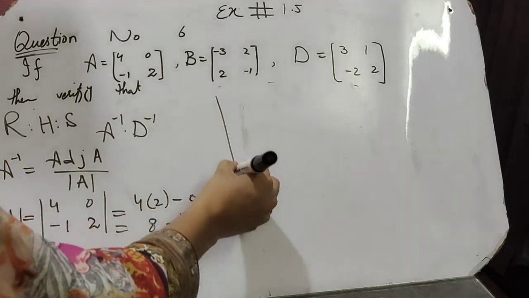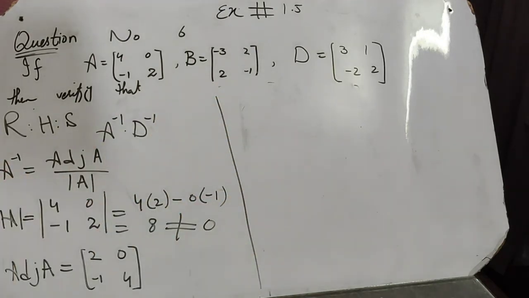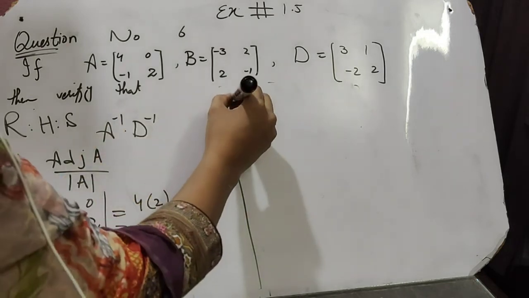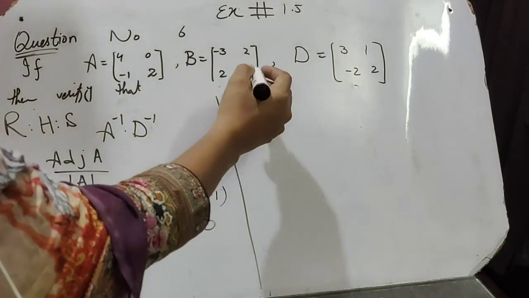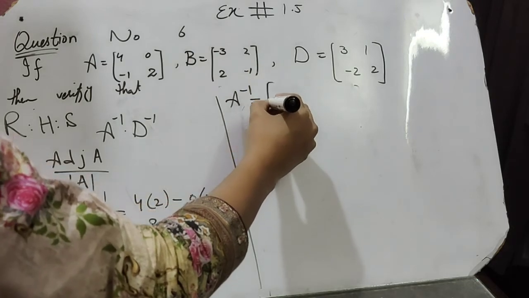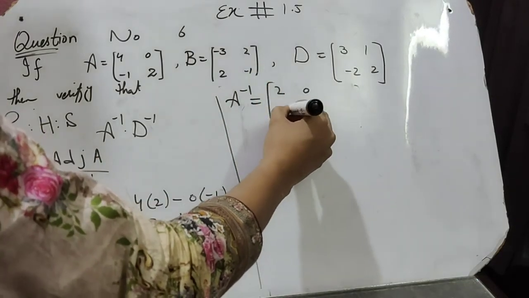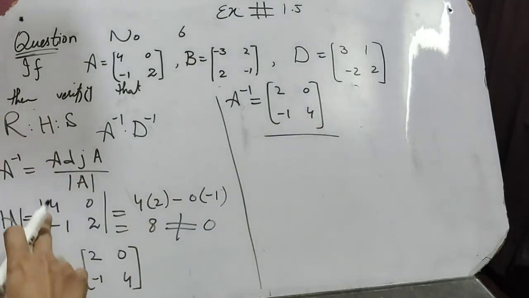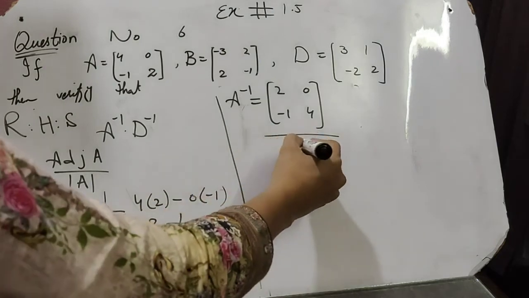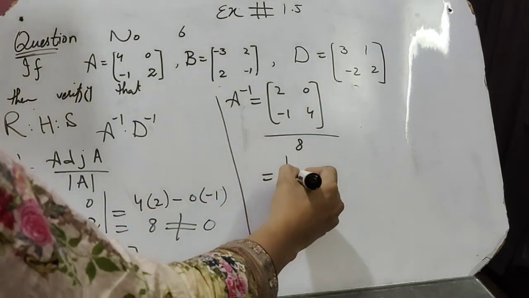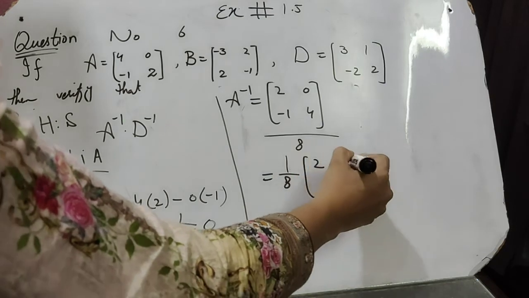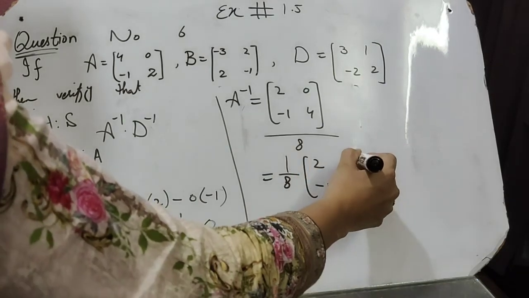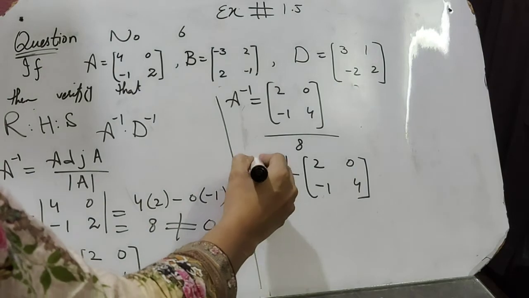Now put the values of adjoint of A and determinant of A in A inverse. So A inverse is equal to adjoint of A, which is [2, 0; 1, 4], and determinant of A is equal to 8. So it will be equal to 1 by 8 into [2, 0; 1, 4]. This is the answer of A inverse.